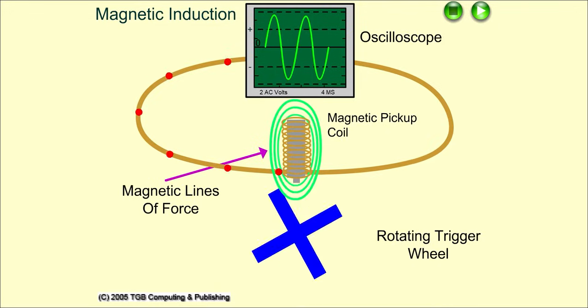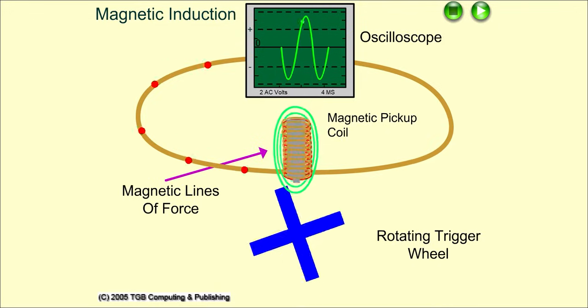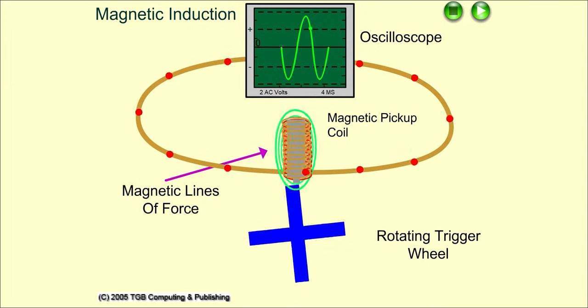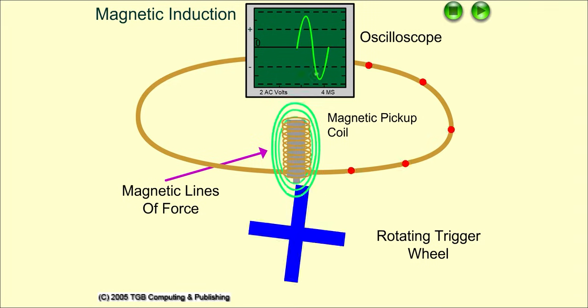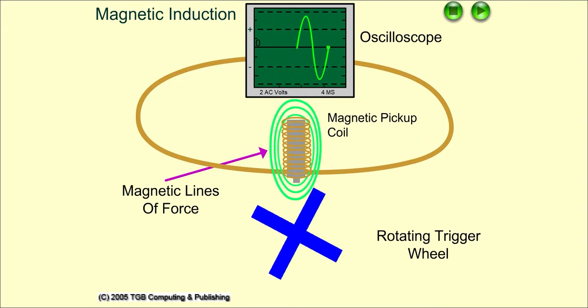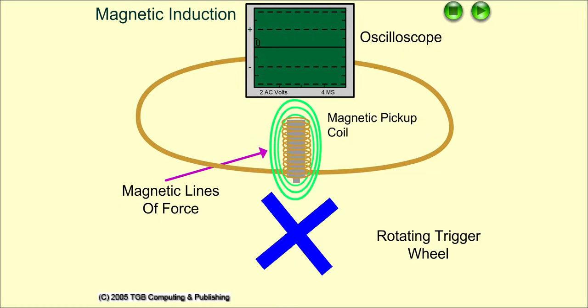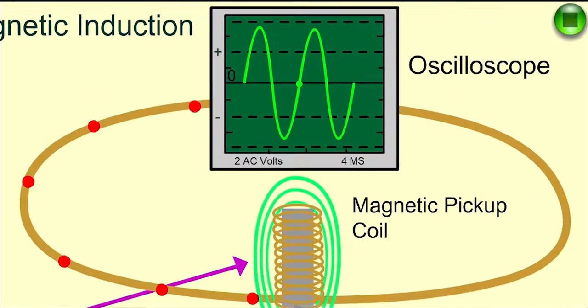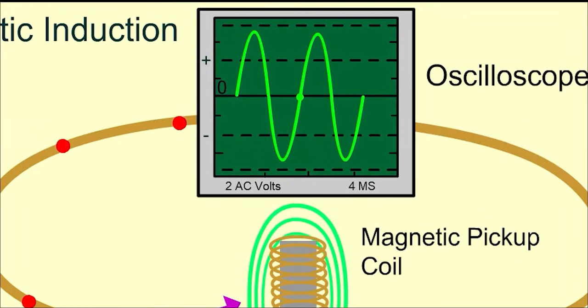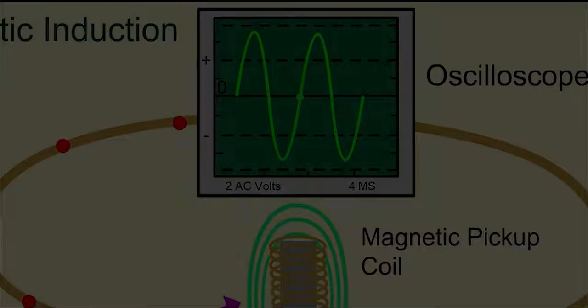If the trigger wheel is rotated faster, the fluctuation in the magnetic field is greater. The result is an increase in voltage as well as an increase in the number of signals that can be produced within the same amount of time. In this animation, the speed of the trigger wheel was doubled. This caused a doubling of the sine wave that was produced within the same amount of time.